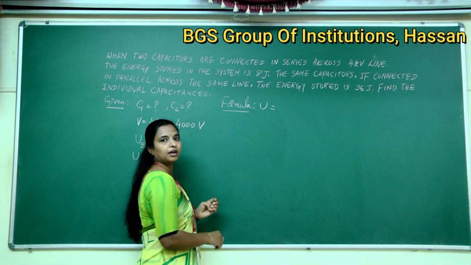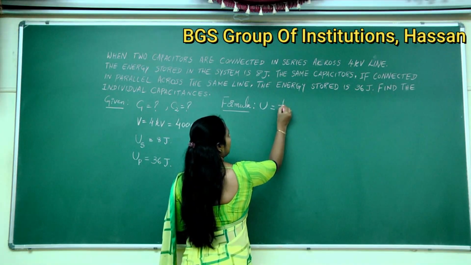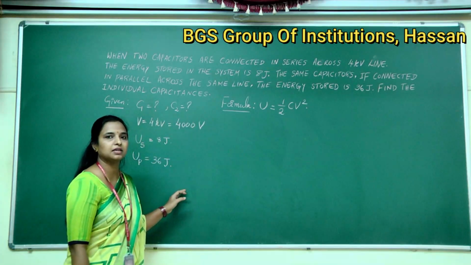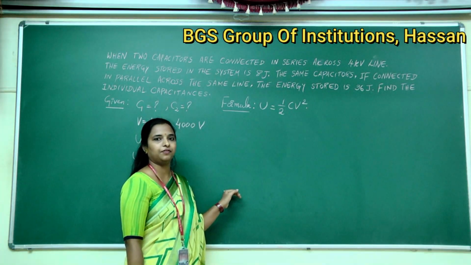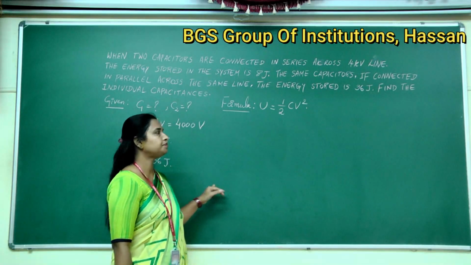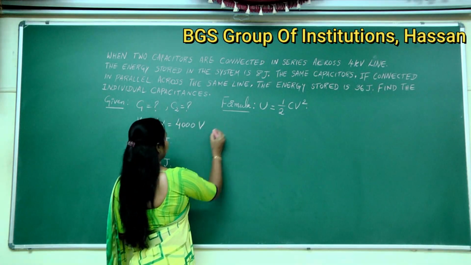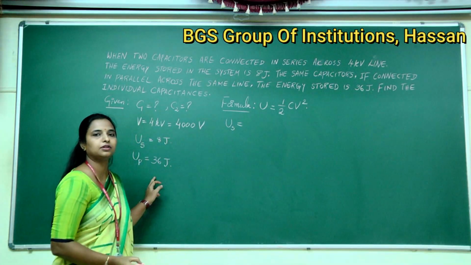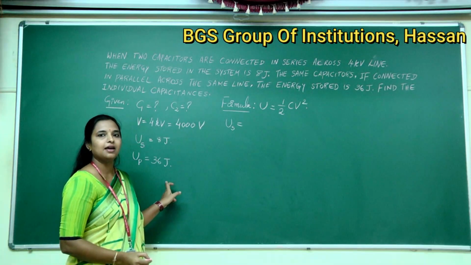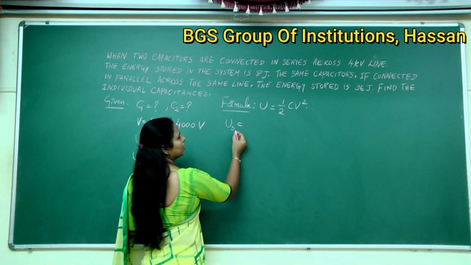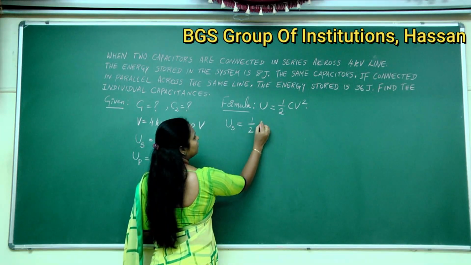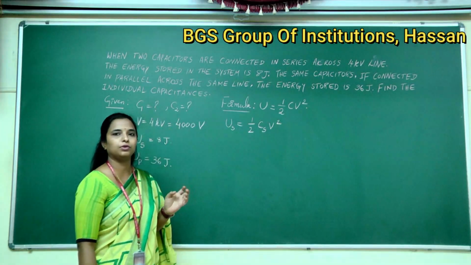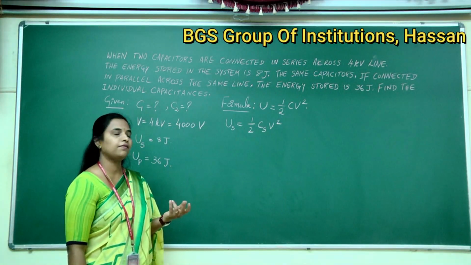The formula for potential energy or energy is half CV square, where C is the capacitance, V is the potential difference or the potential, right? Now for the first case, when the two capacitors are connected in series, it is taken as US is equal to half CS into V square. So V is same in both the cases, so we can keep it as V itself.